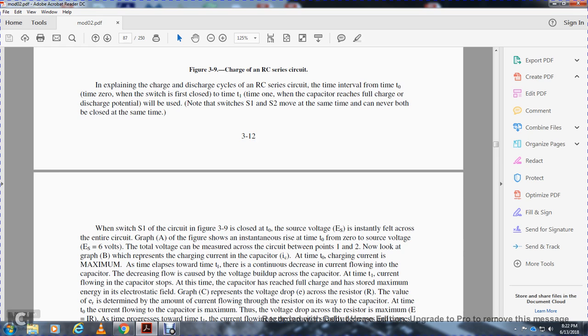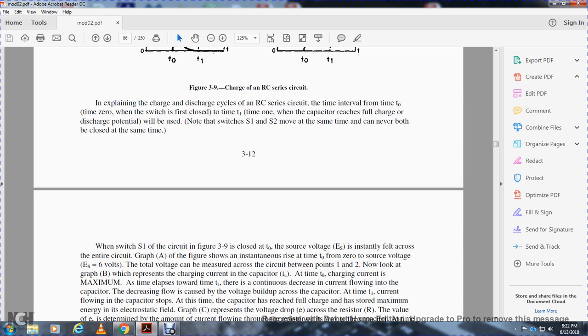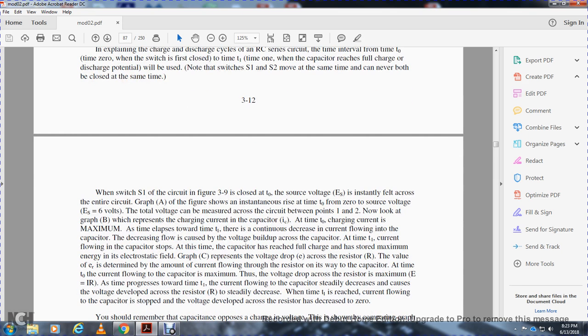Now look at graph B, the representative of the charging of the circuit with the capacitor. The current is at its maximum at time interval 0, then changes over the time constant toward time 1, when the capacitor is fully charged.